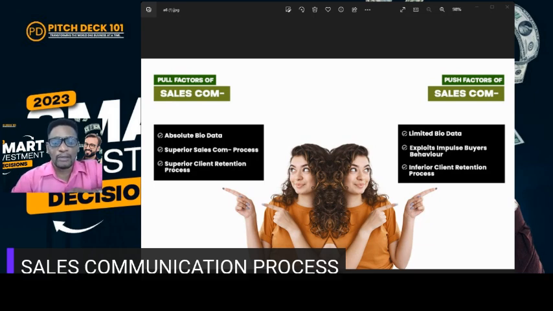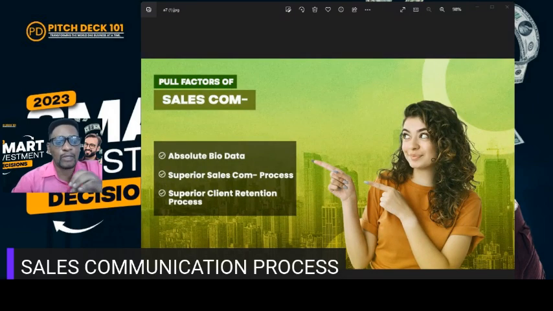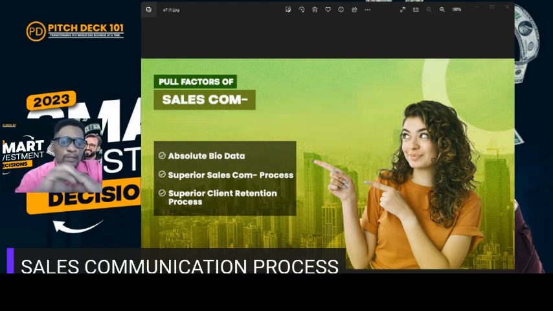As we get deeper into today's program, I will do that deep dive into it. In the very next slides, which we will start now, I will dig in deeper to help you understand exactly what these terminologies mean. Now, if you want to be successful in the sales communication process, it's important for you to be able to distinguish between the pull factors of sales communication and the push factors of sales communication.